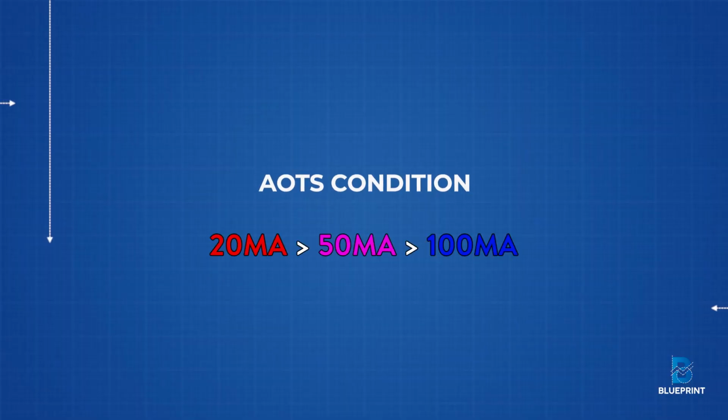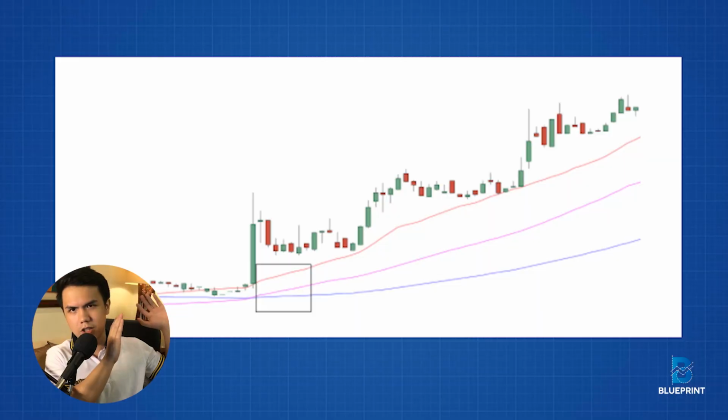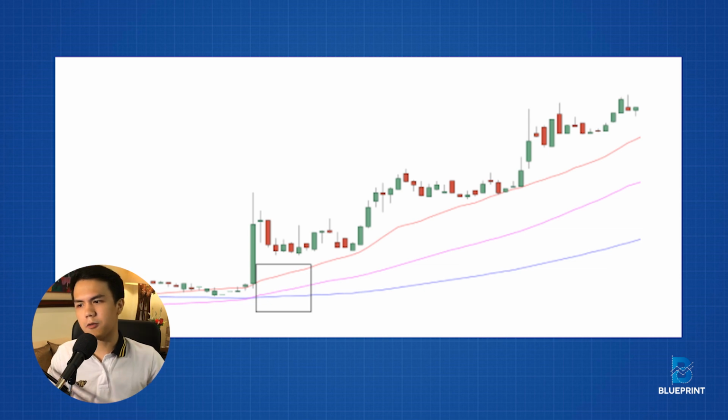So this happens when the 20-day moving average is greater than the 50-day moving average and it's greater than the 100-day moving average. So nakikita niyo yan, parang fan sa tatlo. So ito ang 20-day moving average, ito ang 50-day moving average, ito 100-day moving average. Parang ganun siya. So bakit? So we call this formation an AOTS. So look at this chart. So we call this formation alignment of the stars or AOTS.